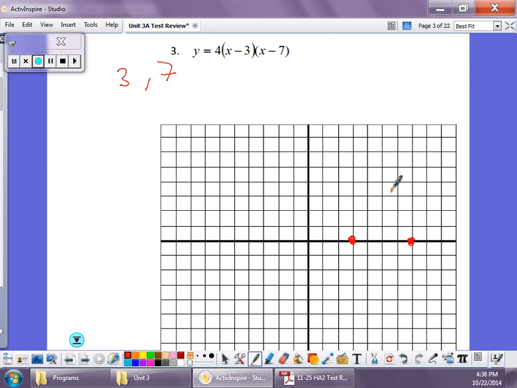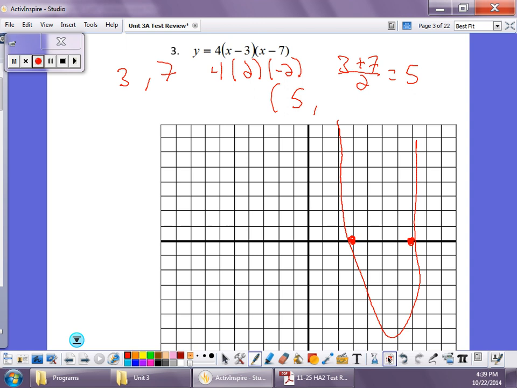And then to find the x-coordinate of my vertex, I just find the midpoint of those. So I just add them together, divide by 2. So that would be 10 over 2, which is 5. So the x-coordinate of my vertex is 5. So I know it's going to be somewhere along here. And then to find the y-coordinate, I just plug it in to my equation, y equals. So you'd get 4 times 5 minus 3, which is 2, times 5 minus 7, which is negative 2. So that's negative 4 times 4, negative 16, so it's going to be all the way down here somewhere at (5, negative 16). Ugh.